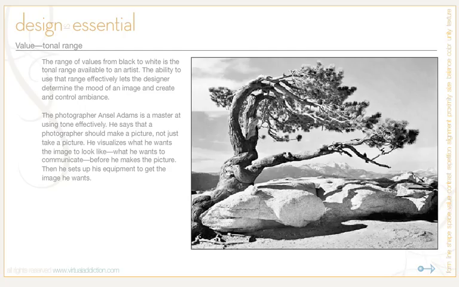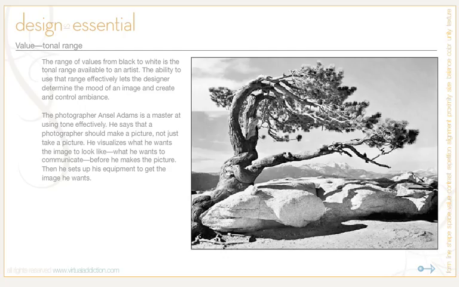He says that a photographer should make a picture, not just take a picture. He visualizes what he wants the image to look like, what he wants to communicate, before he actually makes the picture. Then he sets up his equipment and he gets the images that he wants. And that's how you should be thinking of things as a designer. You shouldn't just stumble upon something and hope that it happens, but you should actually visualize what you want it to look like first. What is it that you want to communicate? What do you want to say? Then make it happen. Ansel Adams uses the complete tonal range at his disposal.